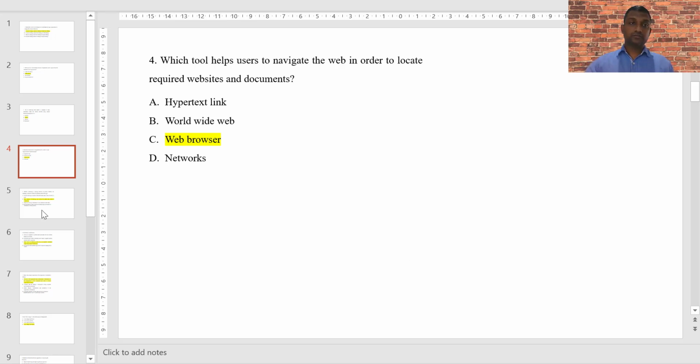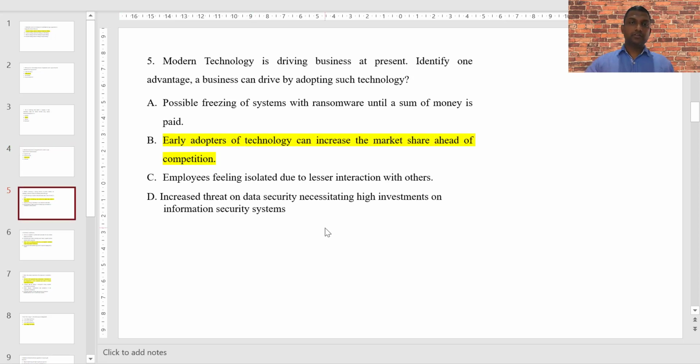Let's move on to the fifth question. Modern technology is driving business at present. Identify one advantage a business can derive by adopting such technology. So of the four answers given, the second answer is marked as the correct one. Let's look at the four answers given. Possible freezing of systems with ransomware until a sum of money is paid. That's the first given answer.